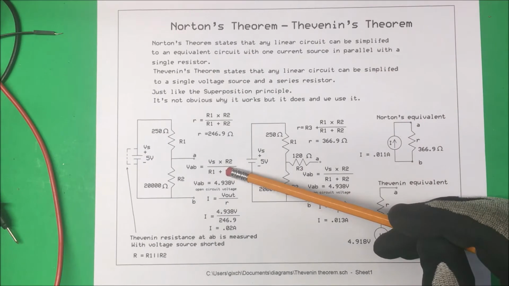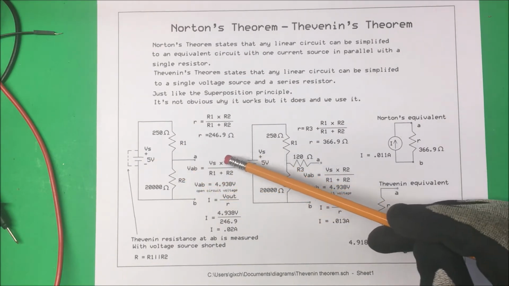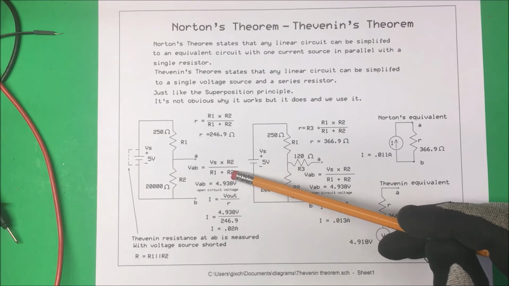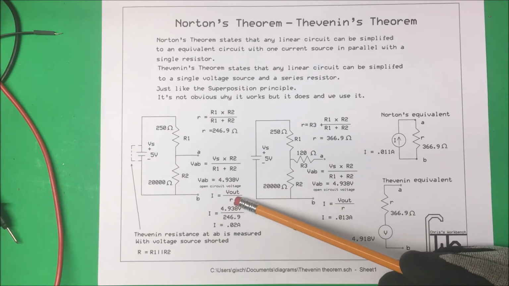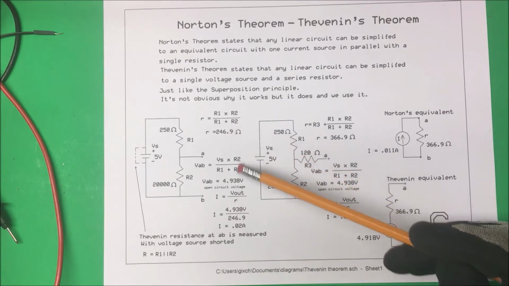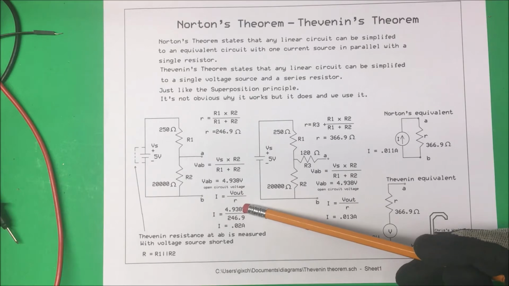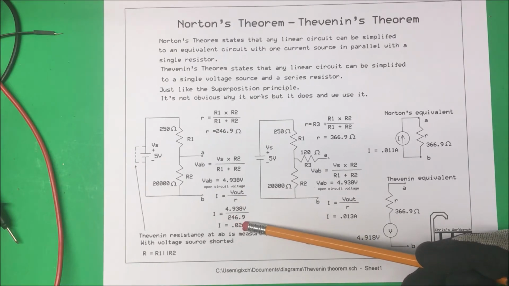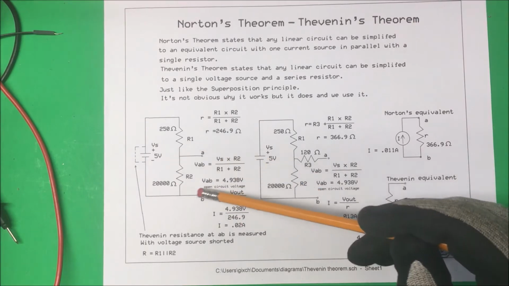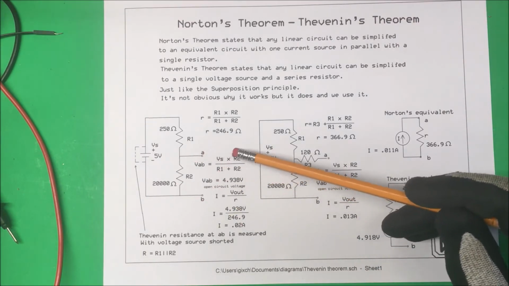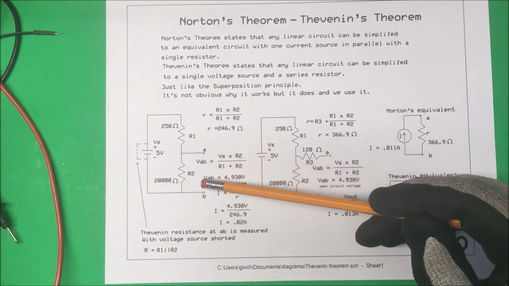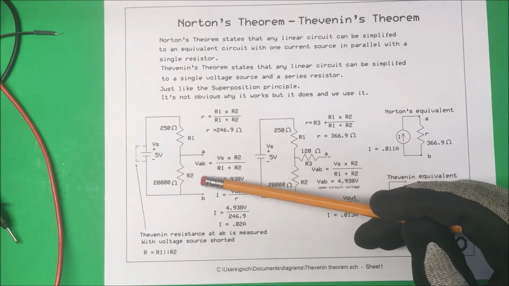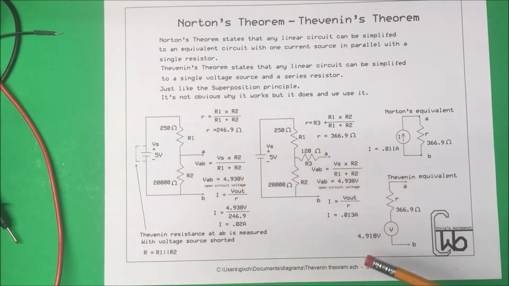Okay. Now the voltage is just our 5 volts here times R2 divided by R1 plus R2, and that gives us 4.938 volts. Now to find our current, all we do is take our resistance, 246.9, and divide that into our voltage up here, and it gives us 20 milliamps. Okay. So this circuit here should have 4.93 volts, 20 milliamps, and a resistance of 246.9 ohms.